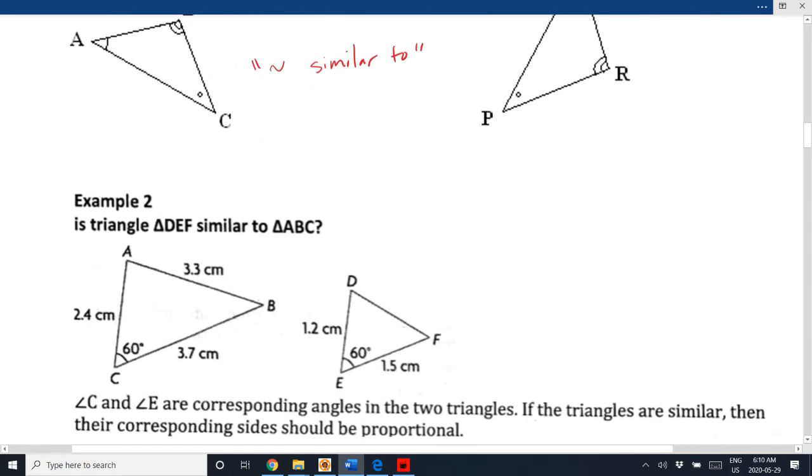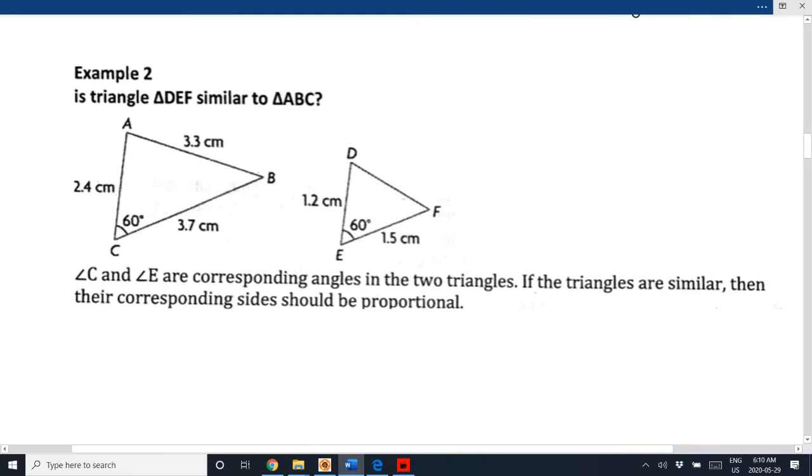Let's try another example. Example 2. Is triangle DEF similar to triangle ABC? Angle C and angle E are corresponding angles in the two triangles. So you can see angle C here and angle E here are the same angles. If the triangles are similar, then their corresponding sides should be proportional. So let's take a look at the proportions or the scale factors of each of these triangles. As I like to do, I always like to put the big scale factor over the little scale factor. For example, let's take a look.